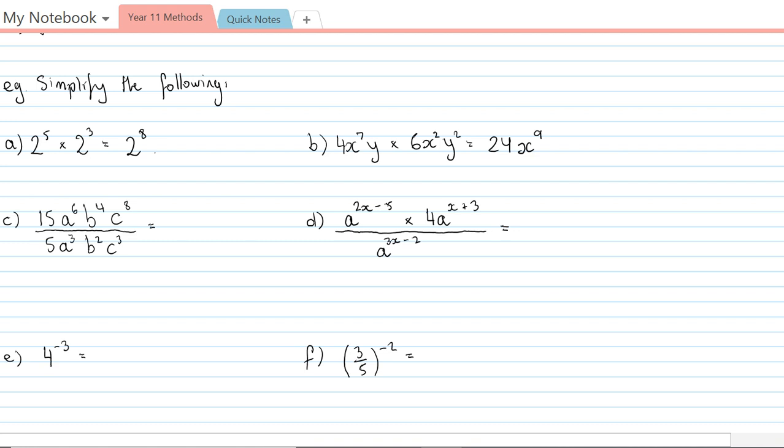And we've also got the same situation with the y's. So we've got y to the power of 1, when there's nothing written there, it always indicates power of 1, and then multiply by y squared, so we're going to get y to the power of 3. And that's as simple as that one will go.